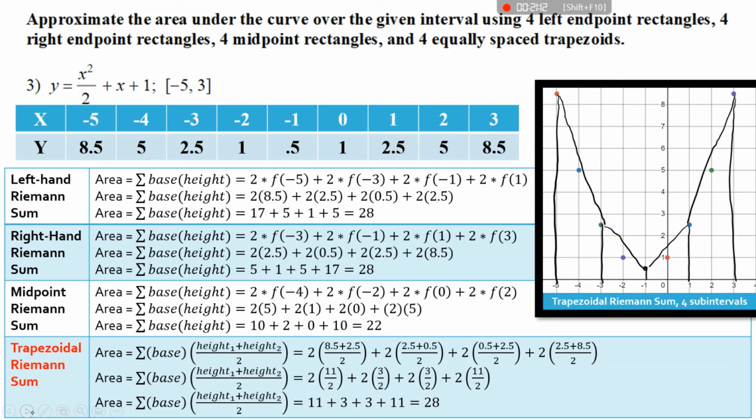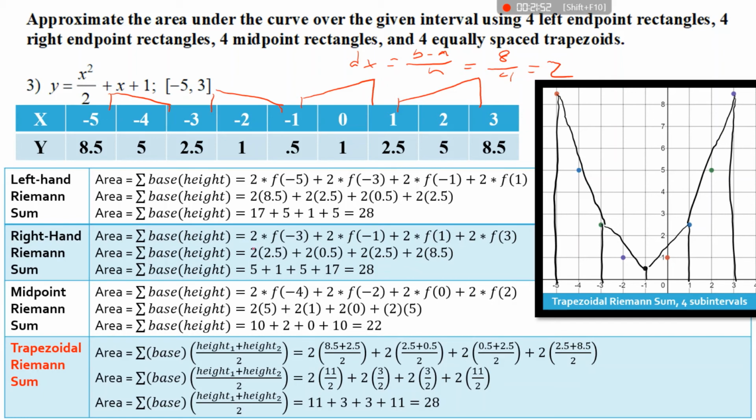Okay, and then lastly, if I want to make trapezoids, then I'll be using both heights instead of just one height. So again, my change in x is b minus a over n, which is 8 over 4, or 2. So my trapezoid looks like this, where I've got these heights at 8.5 and 2.5 for my first one.